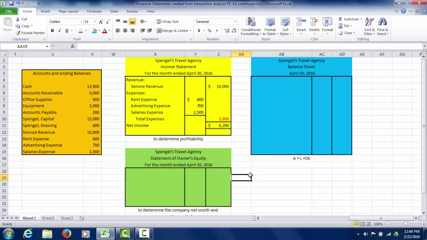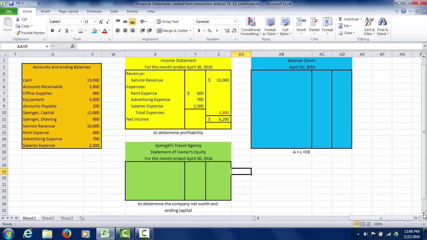The next document we want to do is the statement of owner's equity. This document, if you remember from the bottom here, I said the point of the statement of owner's equity is to determine the company's net worth. And by doing that, you are figuring out the ending capital. So that capital of $15,000 that we had in the orange box, that capital basically is our beginning capital from this statement's point of view. We want to know if that 15,000 has grown or shrunk during the month.